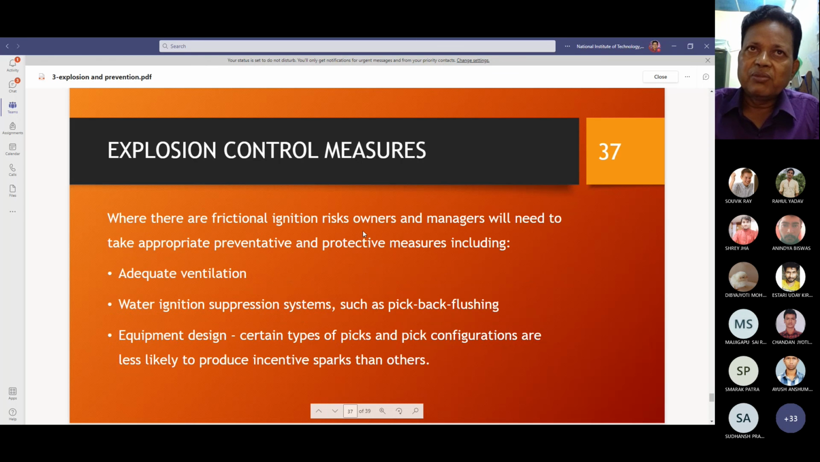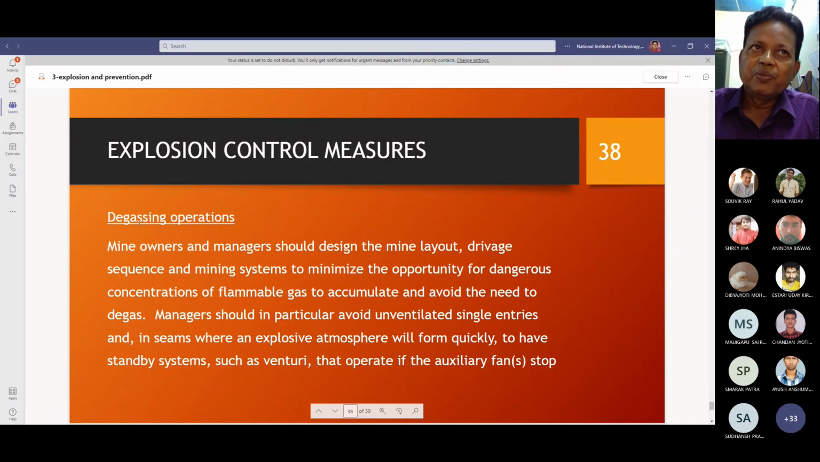Where there are frictional ignition risks, owners and managers will need to take appropriate preventive and protective measures, including adequate ventilation, water ignition suppression systems such as pick back flushing, equipment design. Certain types of picks and pick configurations are less likely to produce incendive sparks than others.